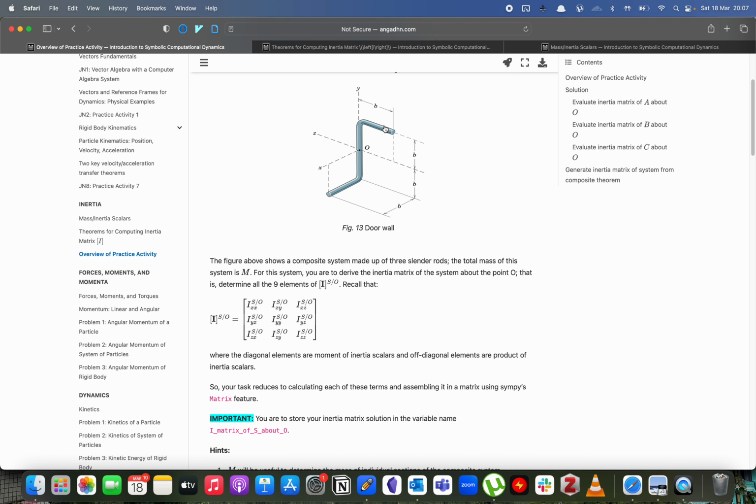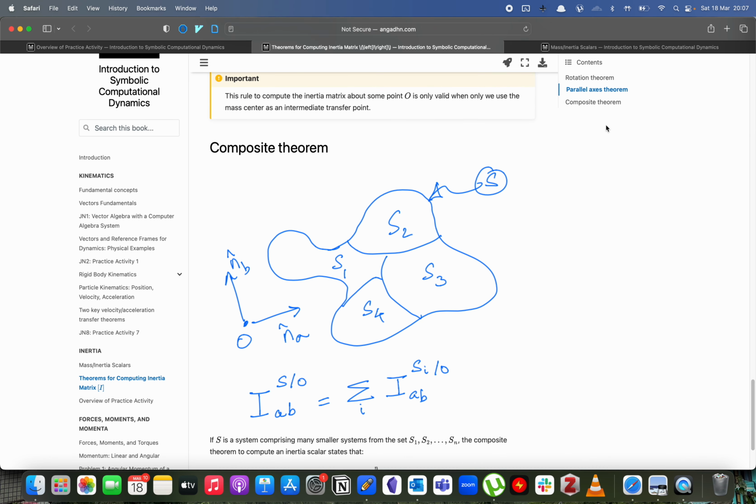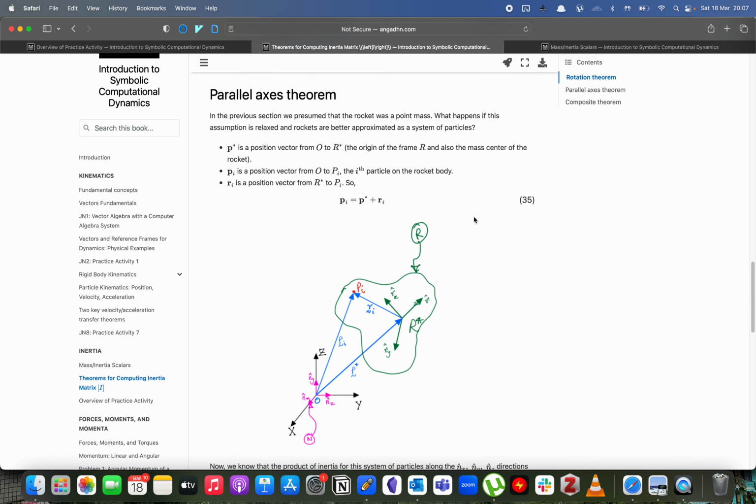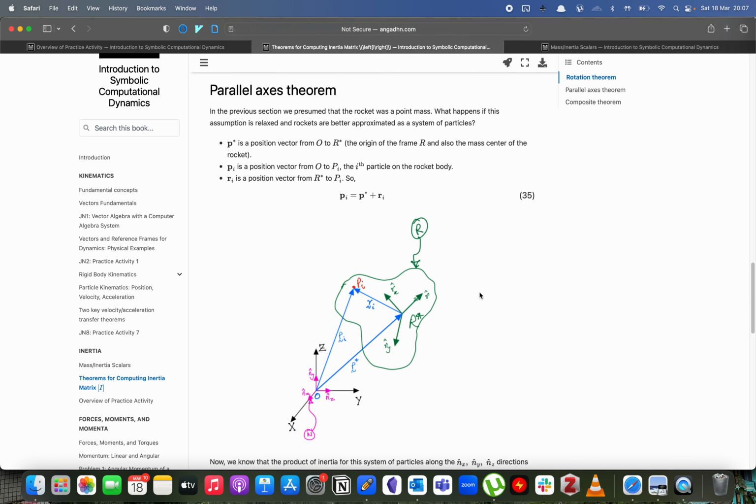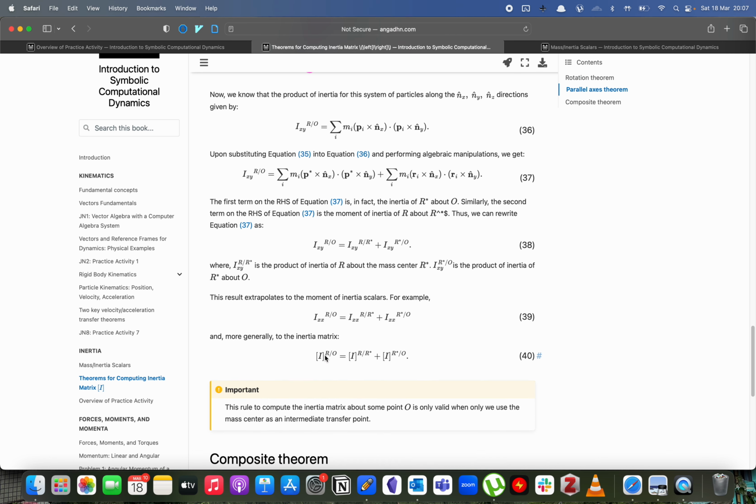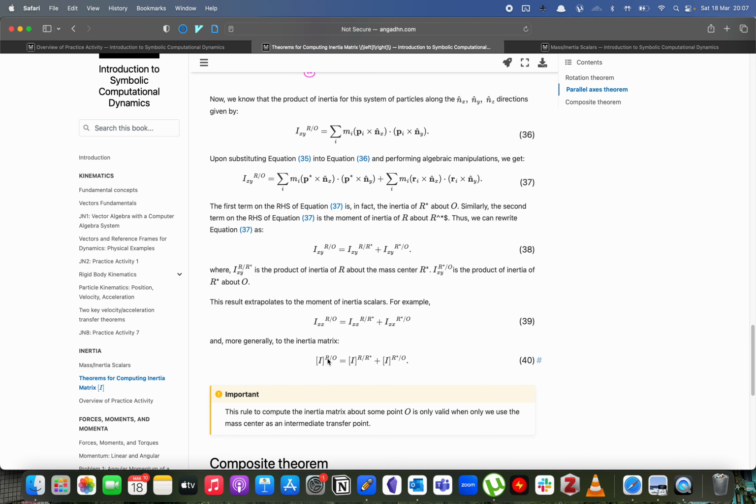So thinking about how we compute the moment of inertia of this pipe with respect to the point O, we have another theorem actually right above the composite theorem, which we call the parallel axis theorem. Now this one allows us to compute the moment of inertia of this body R with respect to an external point O. And at the very bottom, we've already given you the result. We've said that for this single rigid body R, if you want to compute its inertia matrix about the point O, it's broken down into computing the inertia matrix about the mass center, and adding to that the inertia matrix of the mass center about the point O, right?